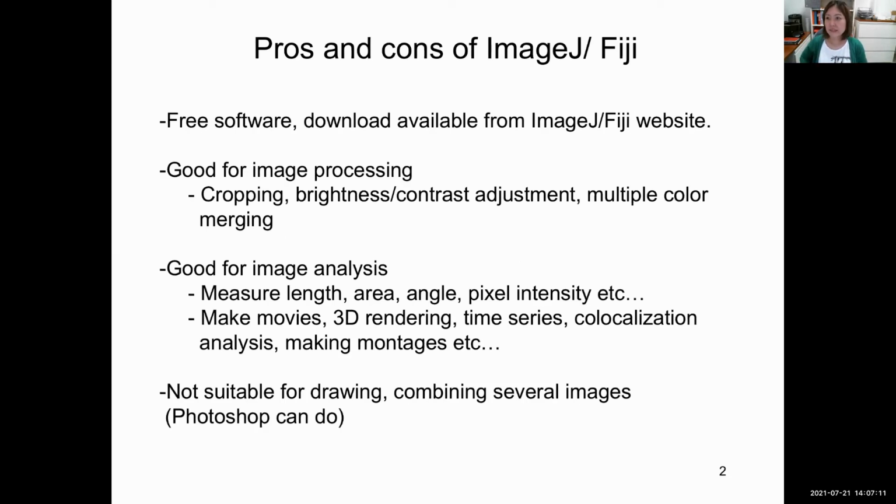Just a brief overview of pros and cons of ImageJ Fiji. ImageJ and Fiji are the same software, free software available to download from the website. It's good for image processing. You can crop, adjust brightness and contrast, do color merging, and 3D rendering if you have a 3D image stack. It's good for image analysis as well. You can measure length, area, angle, pixel intensity, etc. And you can make movies if you have time-lapse images and Z-stacks, and also do co-localization analysis and make montages.